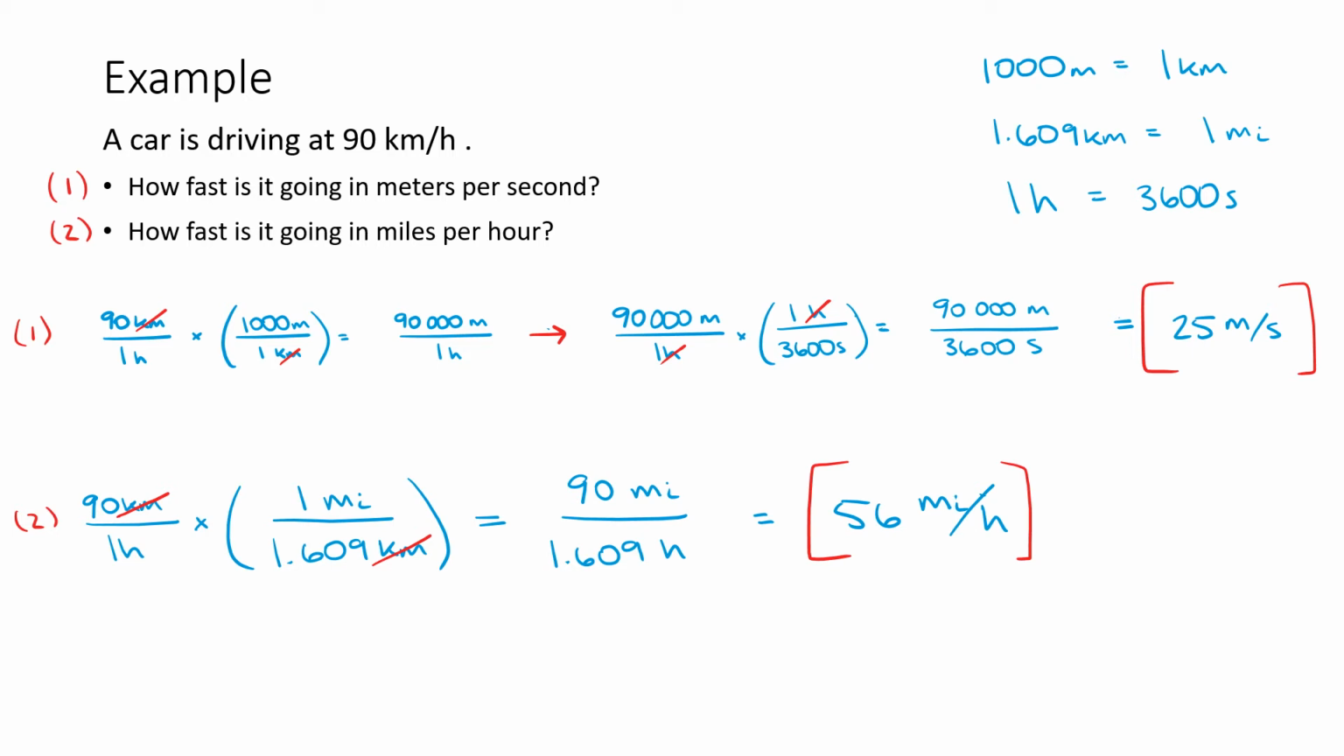Once you do this, those units cancel. We're left with just miles over an hour. Miles over an hour. And that is 56. Put this over here.